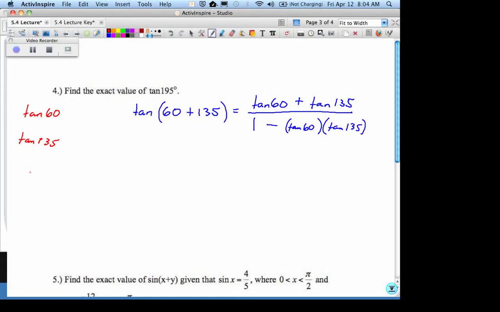Root 2 over 2 is your top number, your sine, but your cosine is negative there, so it's negative root 2 over 2 on the bottom. So a positive divided by negative is a negative.